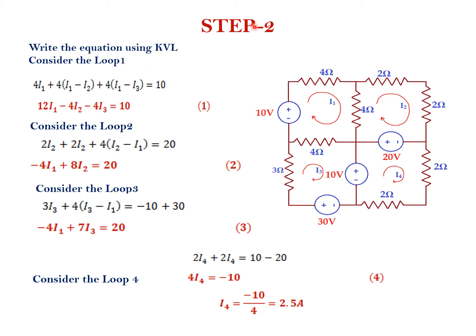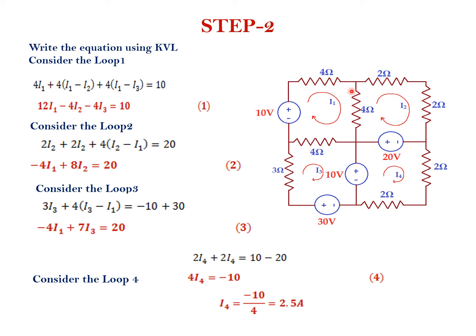So what is step number 2? Write the equation using KVL. First consider loop 1. Loop 1 consists of 4 ohm resistor and 1 voltage source. How to write the equation using mesh analysis? So first consider this resistor 4 ohm. So from Ohm's law, what is the voltage drop? 4 into I1. So write 4 into I1.